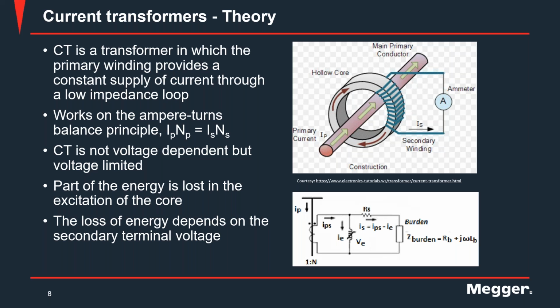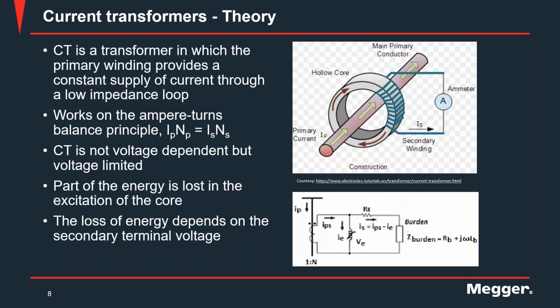The current that flows through the secondary is proportional to the current in the primary and depends on the ratio of the CT. So for example, if you have a CT which has a ratio of 600 by 5, then if 600 amps flows through the primary conductor, you will have 5 amps flowing through the secondary. It works on the ampere-turns principle, which means that the amps times the turns on one side is equal to the amps times the turns on the other side.